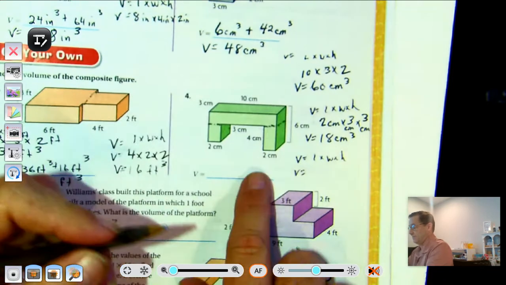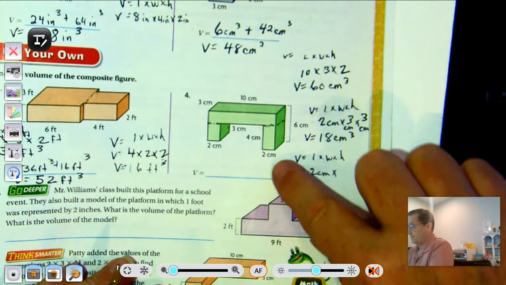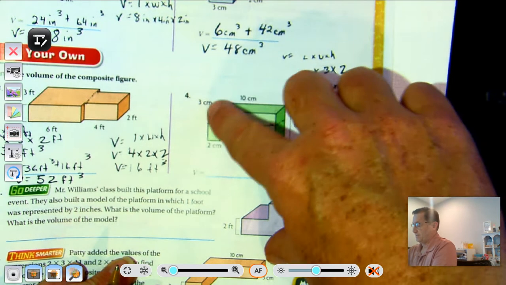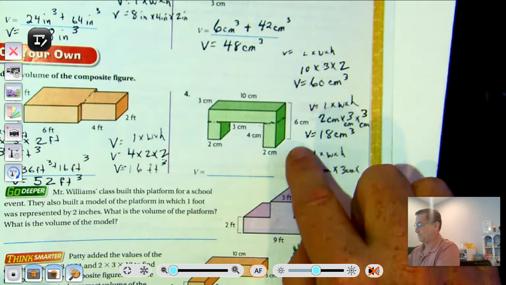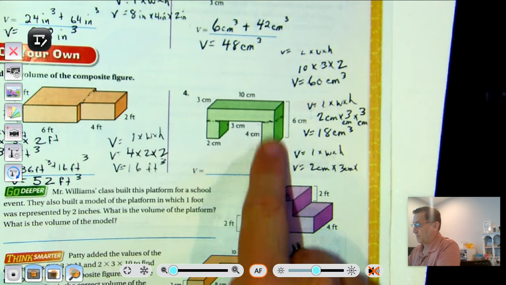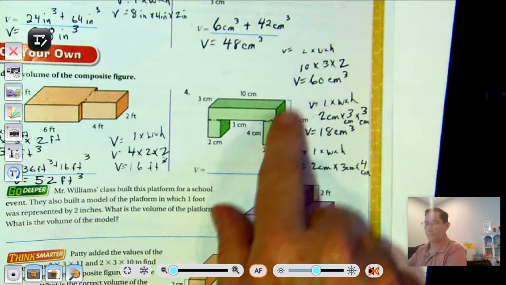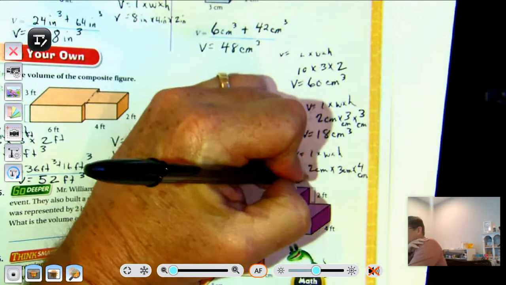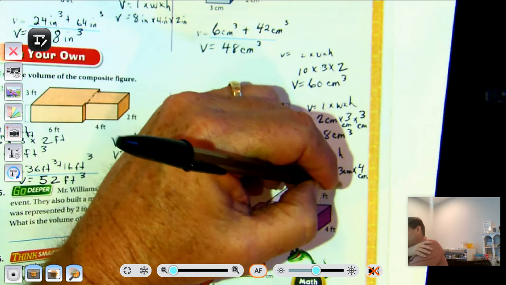So again, the length of this one is 2 centimeters. The width is going this way, which is the same as this one, which is the same as this, so 3. And the height, we just want this little piece here, so we want 4. Okay, we don't want the whole thing. We just want the bottom part. All right, so that's going to be 2 times 3 times 4. Well, 6 times 4 is 24.